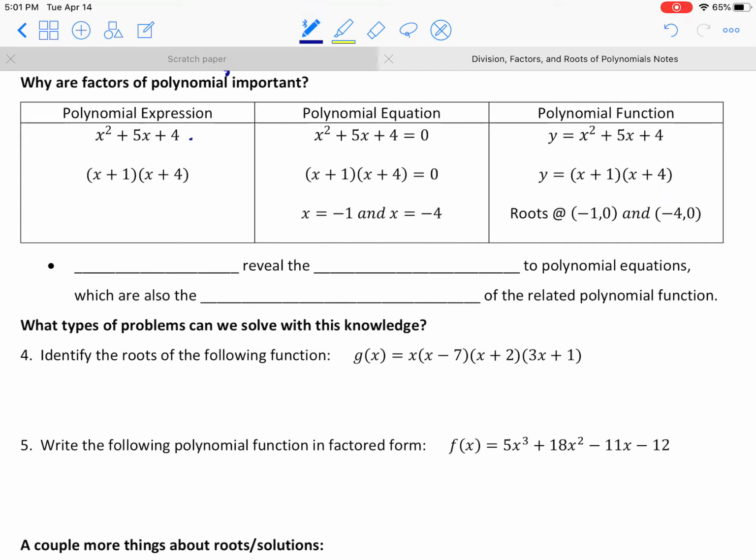Okay, so the factors are important. They give us all kinds of information. Get rid of all my scribbles here. All right, factors, super important.